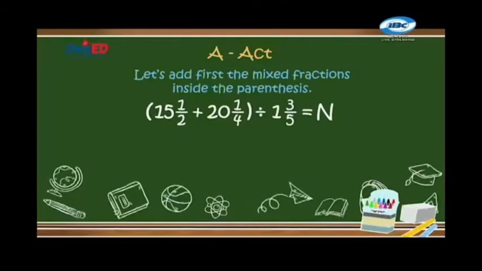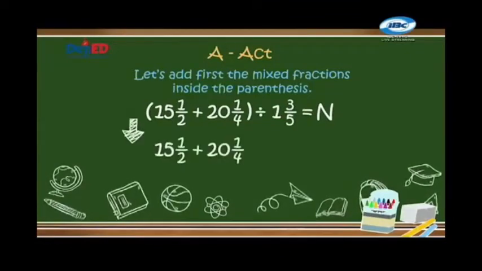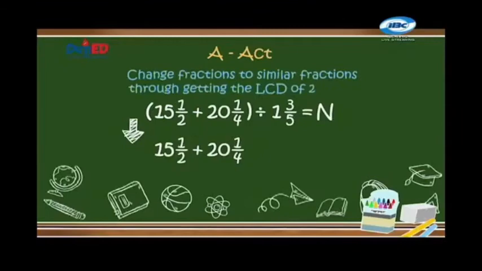Let's solve. Let's add first the mixed fractions inside the parentheses. 15 and 1/2 plus 20 and 1/4. Remember the steps in adding mixed numbers. First, change fractions to similar fractions through getting the least common denominator or LCD of 2 and 4. Again, by using any method, the LCD of 2 and 4 is 4.